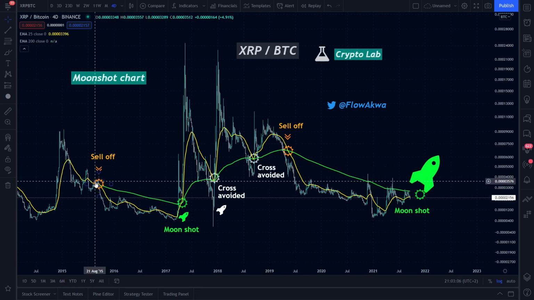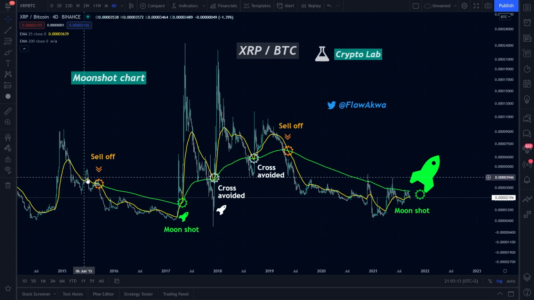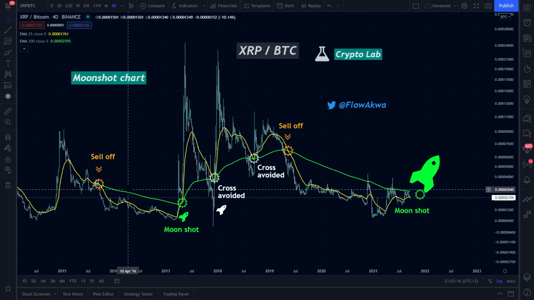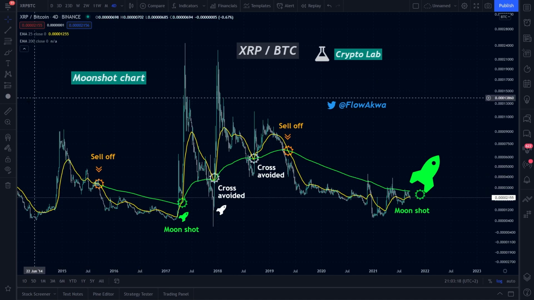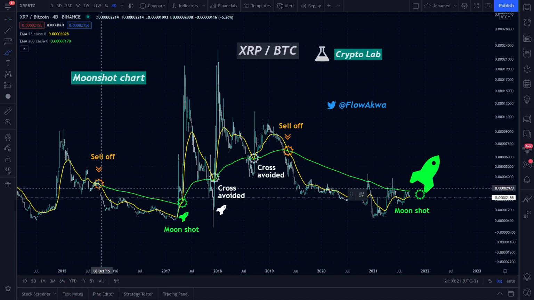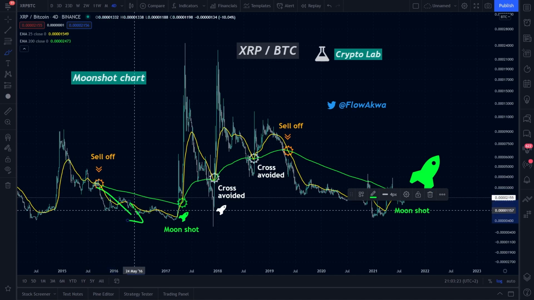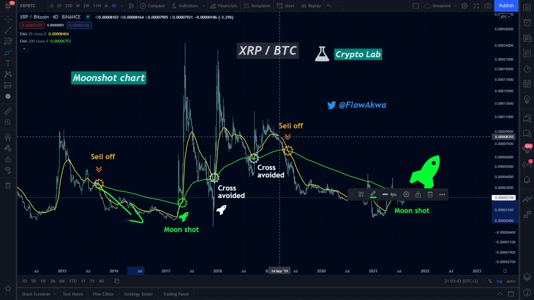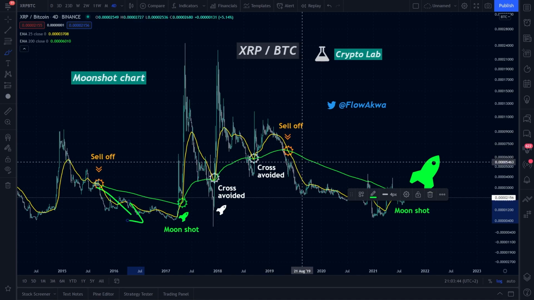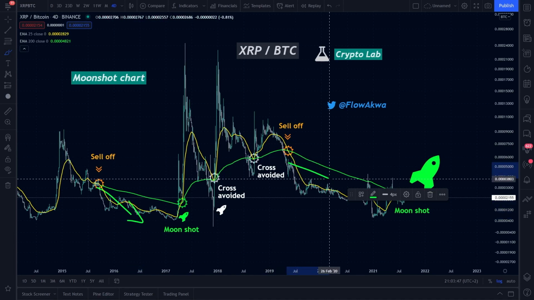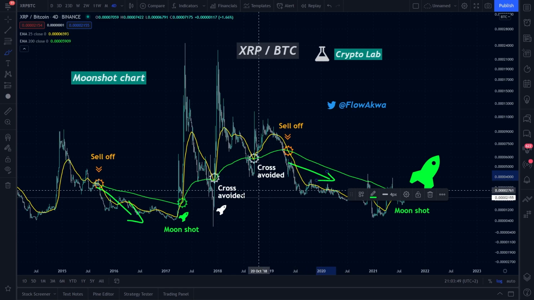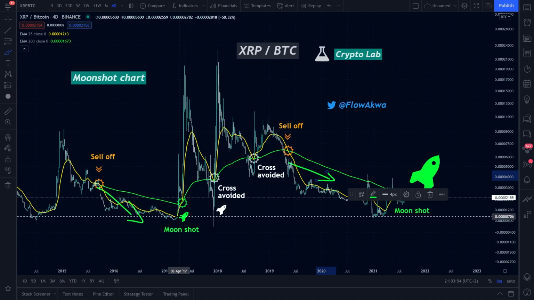As you can see, every time we have a cross between these two lines, there is a big event in the market. When the yellow line goes below the green line, we have a sell-off. It is the case right here. There is a cross and we went to the downside. Here also we have the yellow line going below the green line and we have a sell-off and the price is going down. Right here it's the opposite because look, the yellow line goes above the green line and we have a moonshot, okay?